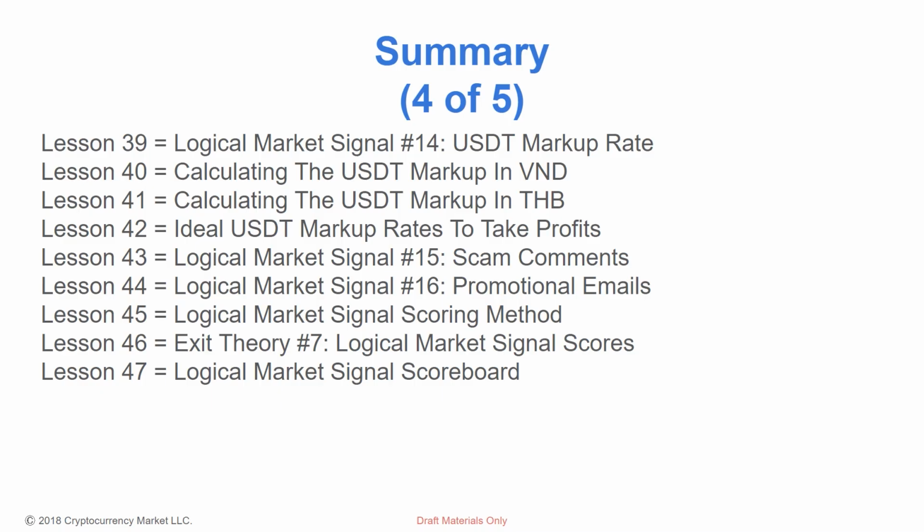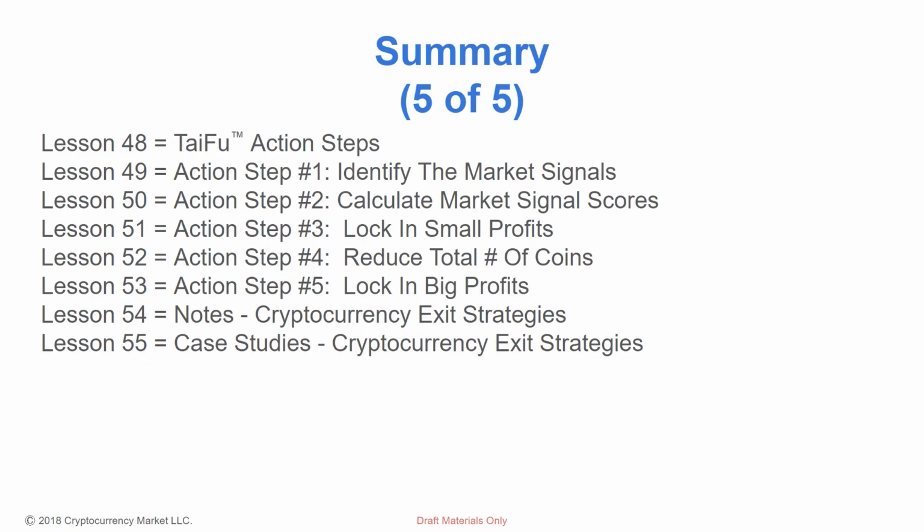The logical market signal scoring method is the method that we use to score all 15 or 16 of the logical market signals. And then once we do that, then we go to exit theory number 7, where we use the logical market signal scoring methods to score the market signals, and then use the signal scoreboard to let us know the actions that we need to take, so we take the right actions depending upon the score that we give to the signals. Then we talk about the Taifu action steps.